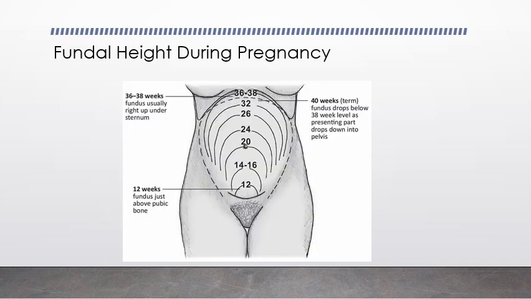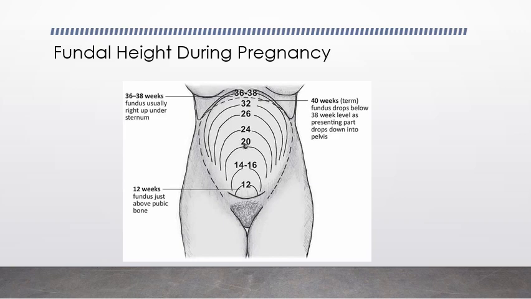This is a nice graphic. It just shows you about where the top of the fundus is based on the week's gestation. So the important things on this slide are at around 20 weeks, the top of the fundus should be roughly around the height of the umbilicus. About 16 weeks, the height of the uterus is about halfway between the pubic symphysis and the umbilicus. Right around 36 weeks, the top of the uterus is about at the xiphoid process.